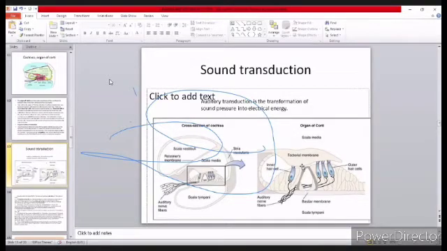If it is vibrating and causing the shear force to come from the longer cilia to the shorter cilia, it will cause hyperpolarization. Why? Because the channels will close. They will not be able to open.